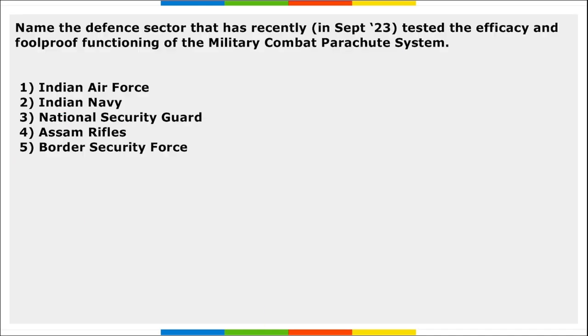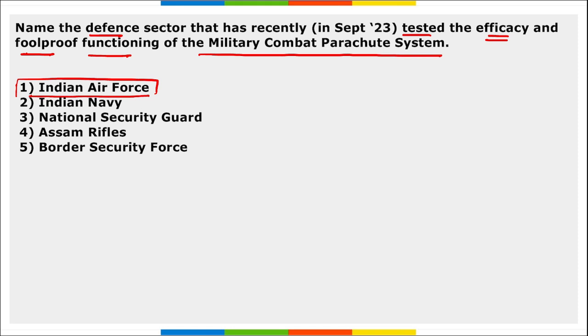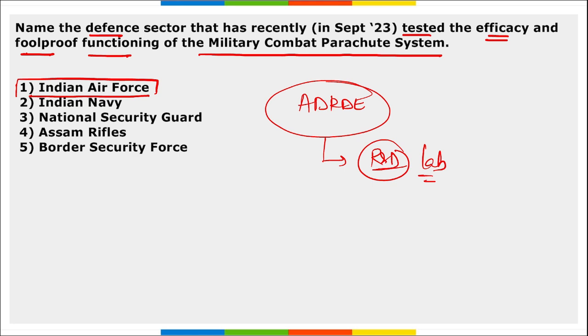Next, name the defense sector that recently tested the efficacy and foolproof functioning of the military combat parachute system. It is the Indian Air Force. The Indian Air Force tested the military combat parachute system that is indigenously designed and developed by ADRDE, the Aerial Delivery Research and Development Establishment. And this ADRDE is a research and development lab of DRDO. So it was done by the Indian Air Force.